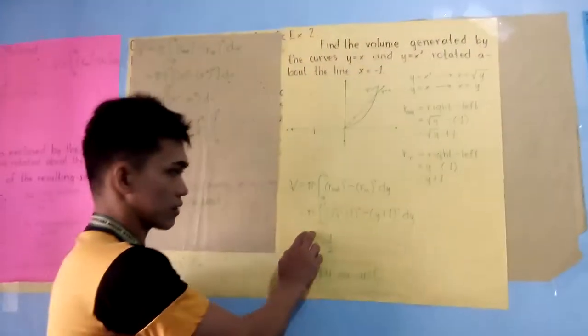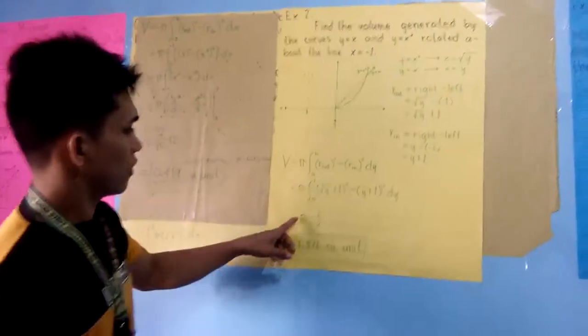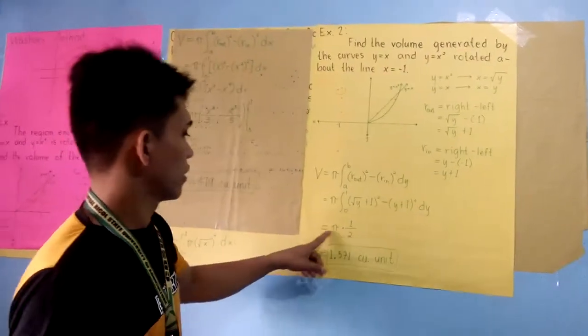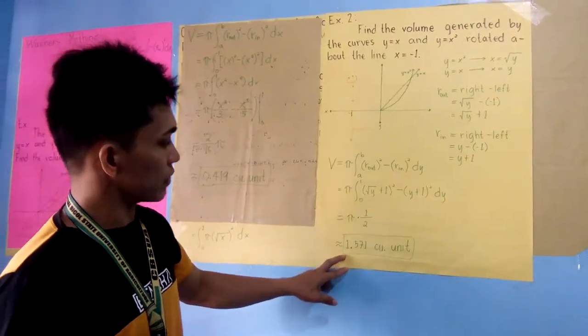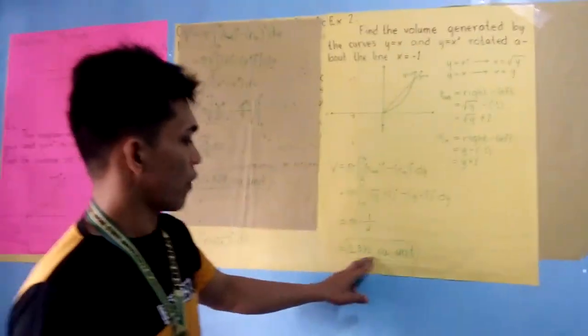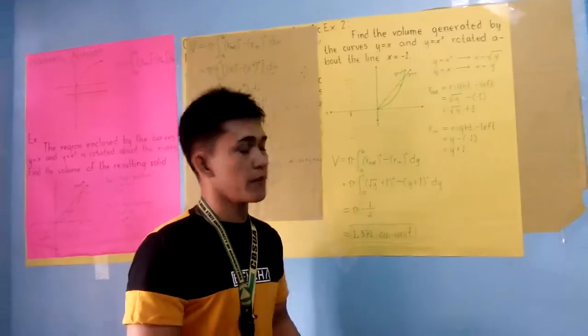When we evaluate this equation, or this function, it will become pi times 1/2, or approximately equal to 1.571 cubic units. And that ends my presentation.